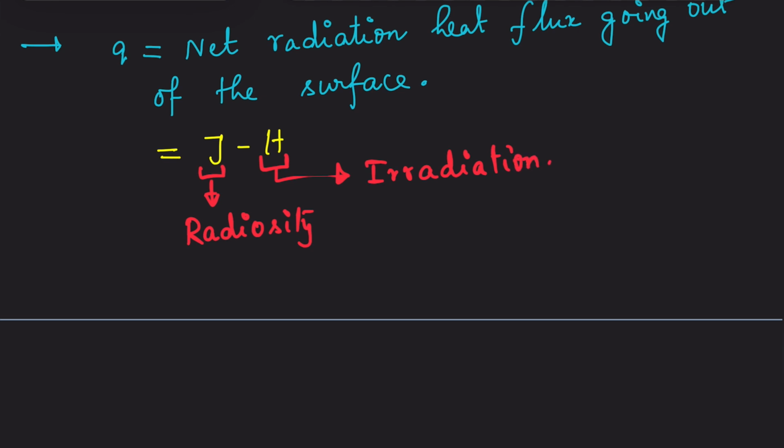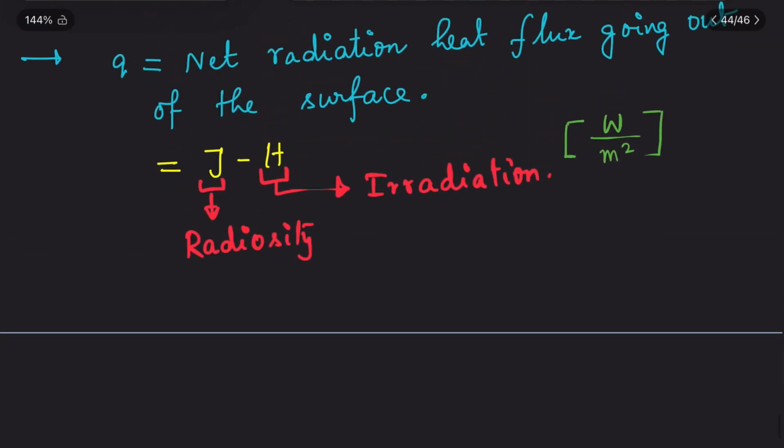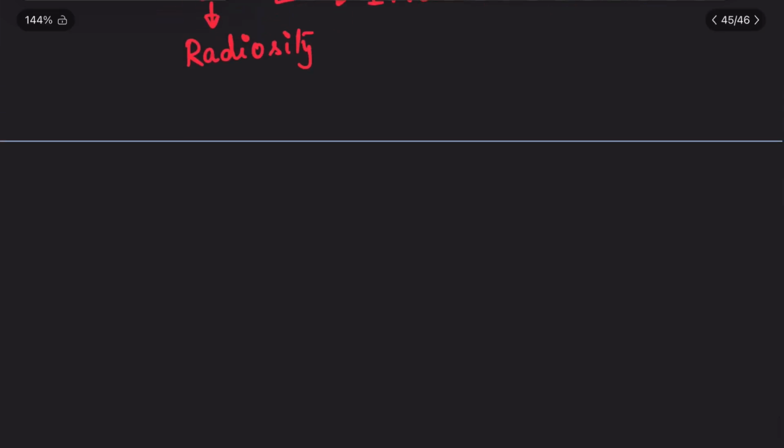Please note one fact, that all these things are having the units of watt per meter square. I mean, it can be also kilowatt per centimeter square, but what I am trying to emphasize is that I am considering all these things per unit area, flux. Okay, so if I have to find q, I need to know J and H, right? So let us try to find the H.